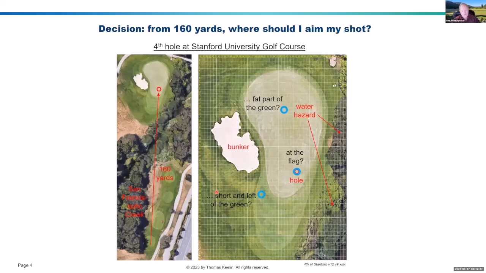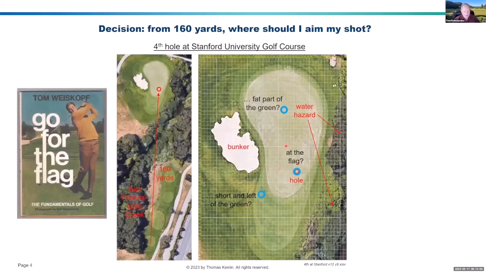And the question is, where do you best aim your golf shot? In the close-up of the green on the right, you could aim at the hole. Some people would advocate that. It's always better to be aggressive. You could aim at the fat part of the green that's farther away from the water hazard. You could aim short and left of the green, but then you've got a chip shot. There are a wide variety of choices there.